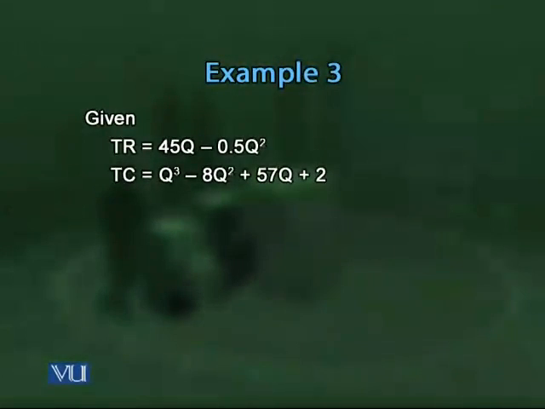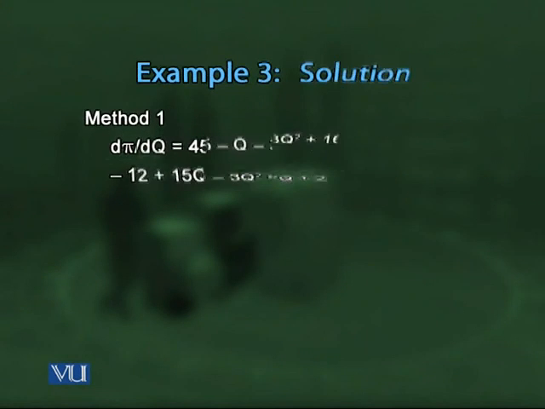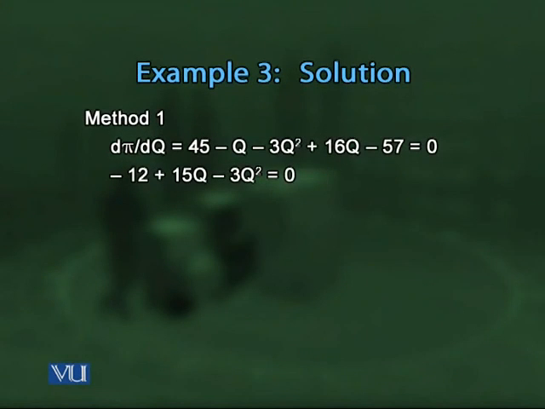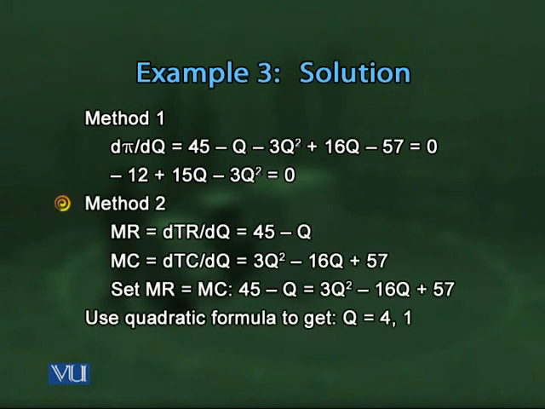That is, we subtract the total cost function from the total revenue function and we get the profit function. We find the profit function and set it equal to 0, and we find its derivative, set it equal to 0, and we get a quadratic equation. Now look at the second method.